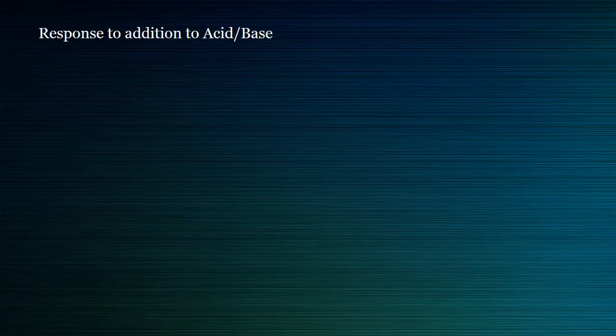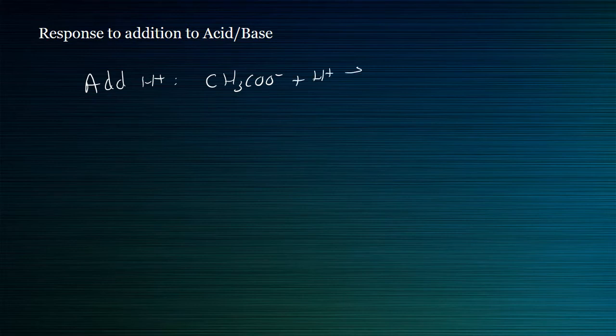So what does that look like? If we have our acidic buffer, let's see how it responds. If we add some acid, an acid is going to react with a base. That means our conjugate base, CH3COO minus, which comes from the salt, is going to react with it and produce the conjugate acid, CH3COOH. If we add OH minus, or a base, that is going to react with our acid.